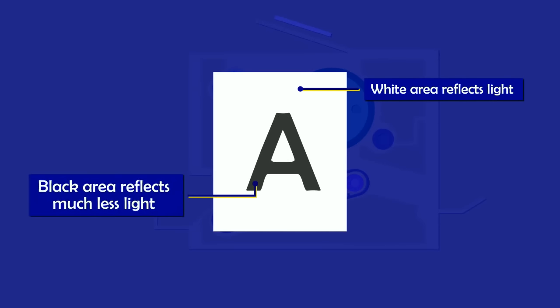Now have a look at the document we wanted to copy. When a beam of light was scanned across the document, light got reflected from the white areas, whereas printed letters being black did not reflect any light.